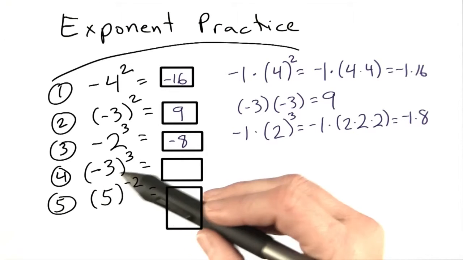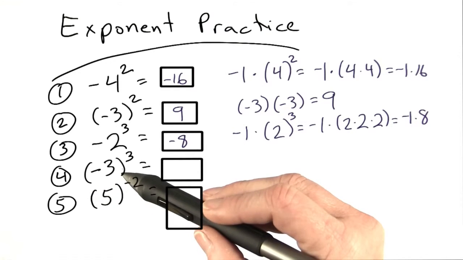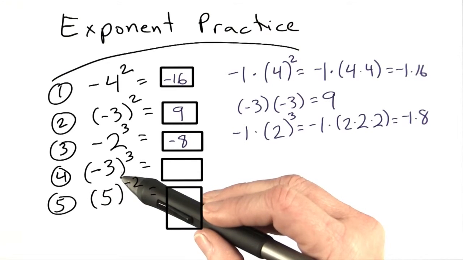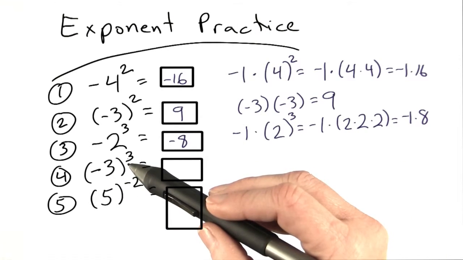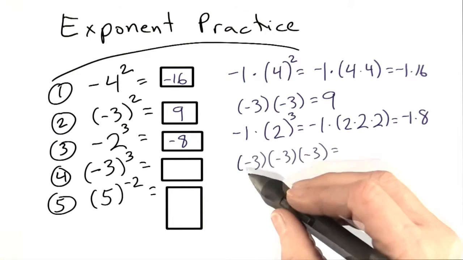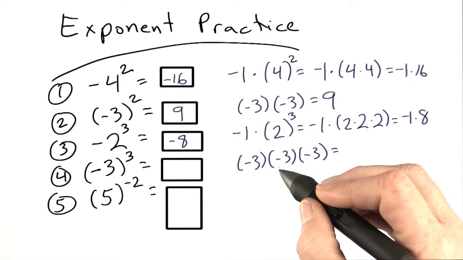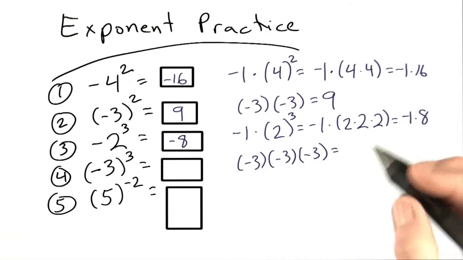This time, like in number 2, I have the negative 3 in parentheses, which means it's part of our base. So, negative 3 cubed is just negative 3 times negative 3 times negative 3. Negative 3 times negative 3 is positive 9. Positive 9 times negative 3 is negative 27.